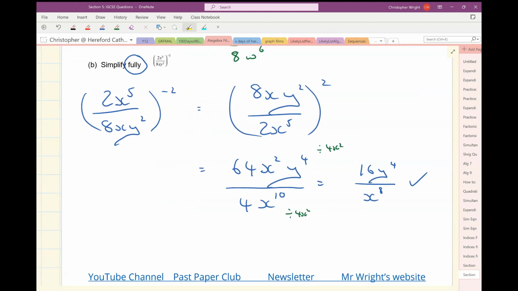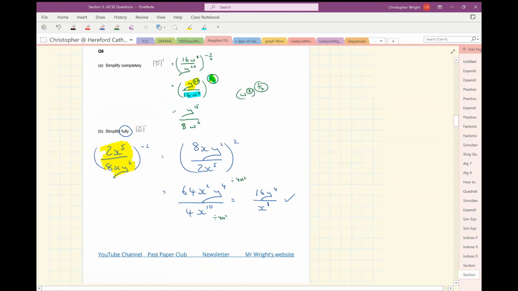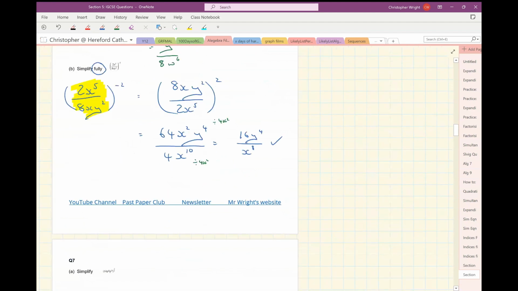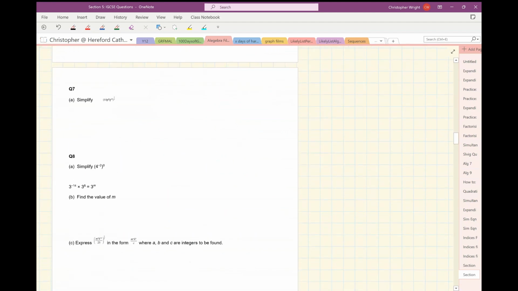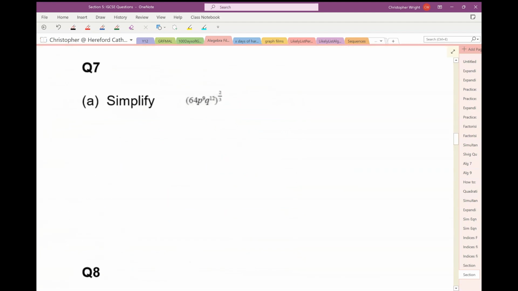Frankly, I'm feeling a bit embarrassed now, because if I had looked at this more carefully, I could have seen that I could have cancelled it originally. I could have divided the top and bottom by 2x before I did anything else, and that would have given me the right answer as well. Right, that is question 6 done. So let's move on to question 7.